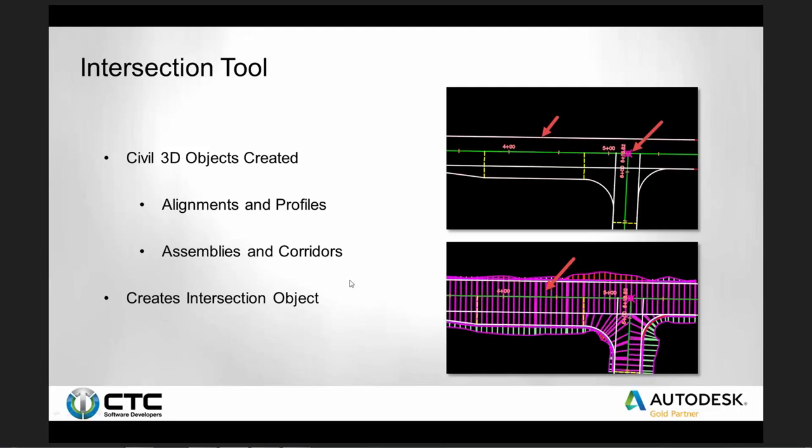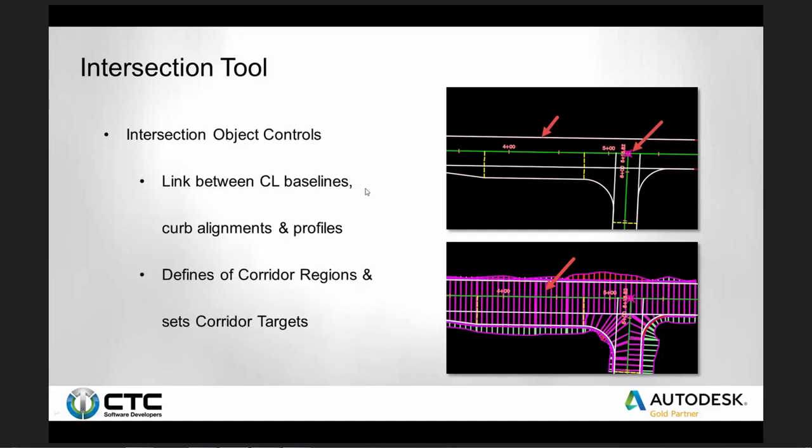It creates one other object type besides these alignments and profiles and corridors and assemblies. It's an intersection object, and that's actually this little symbol right here. This doesn't have any real model properties to it. It's not part of the surface. It's not part of the corridor. It's a single object that maintains the links between these alignments and profiles. I'll talk more about that as we get into it.